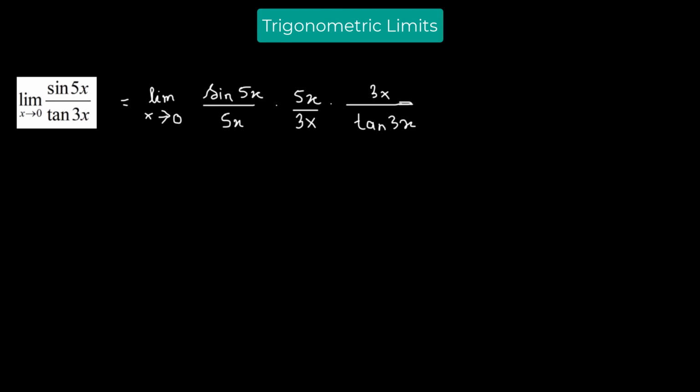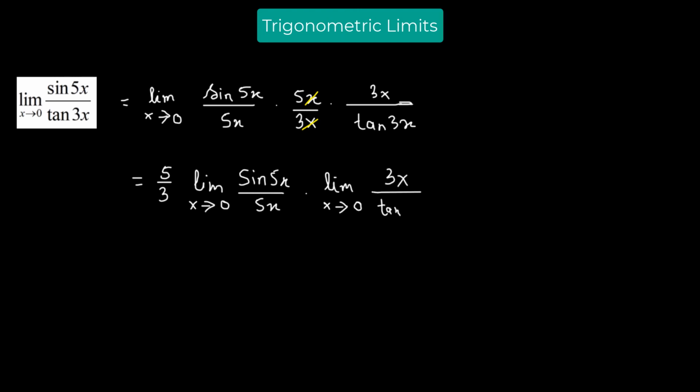So this is going to take care of the x for both the numerator and the denominator, leaving 5x over 3x. So now we can rewrite our limits as 5 over 3 limit x tending to 0 sine 5x over 5x times limit x tending to 0 3x over tan 3x. So we have sine 5x over 5x, the limiting value is going to be 1.